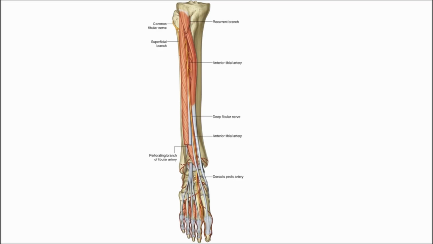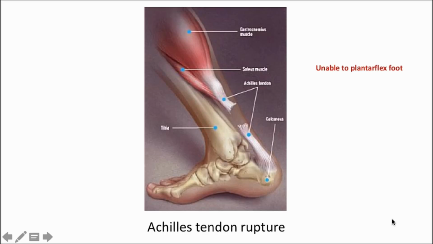And the deep fibular nerve, remember we said, innervates all the muscles in the anterior compartment, and then continues to the dorsal aspect of the foot where it innervates the extensor digitorum brevis and contributes to the innervation of the first 2 dorsal interosseous muscles, and supplies the skin between the great and second toes.